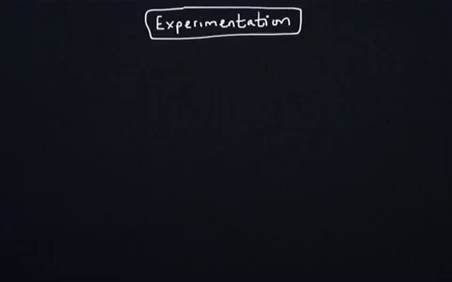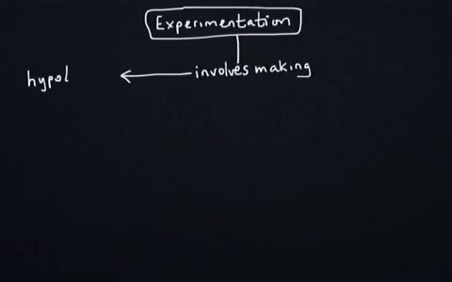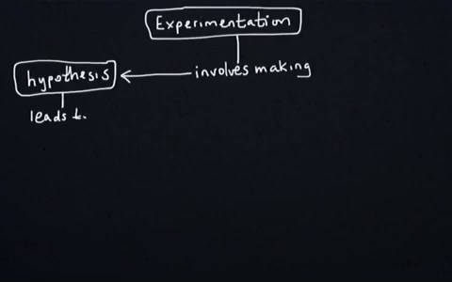And experimentation involves making a bunch of different things. Let's talk about some of those things that we're going to be doing through experimentation. So experimentation involves making hypotheses. A hypothesis is an initial claim that is not necessarily based on data. When you hypothesize, hypothesizing leads to coming up with experimental groups.